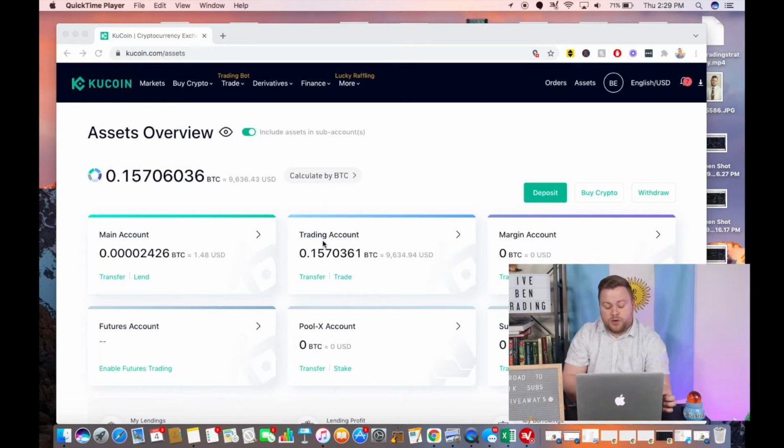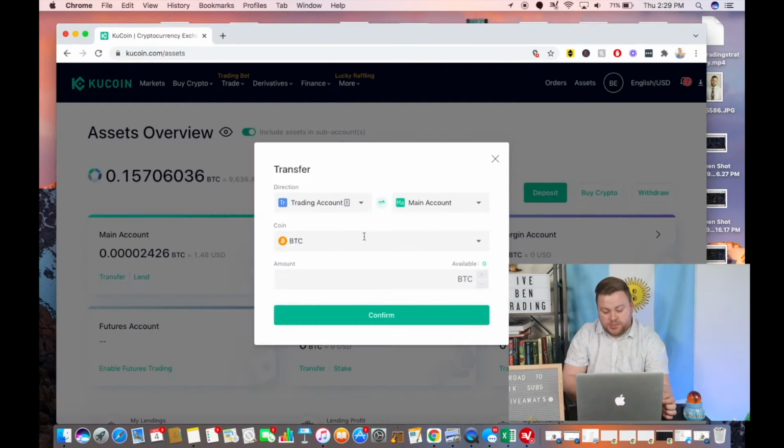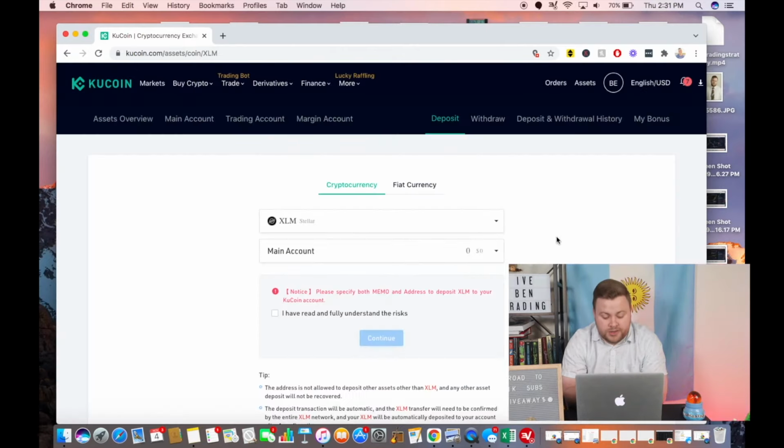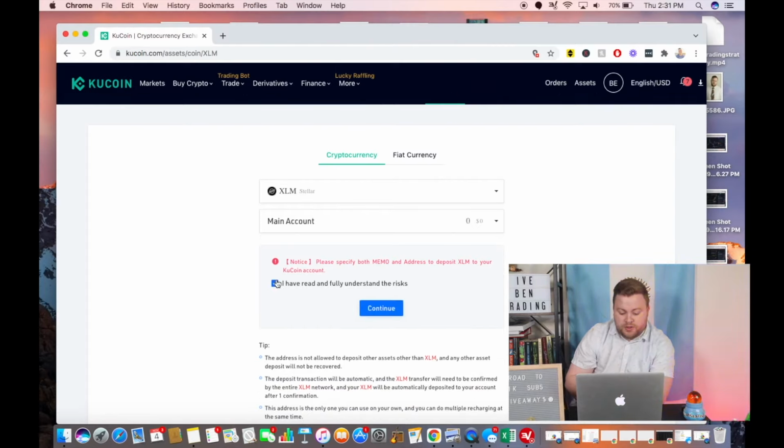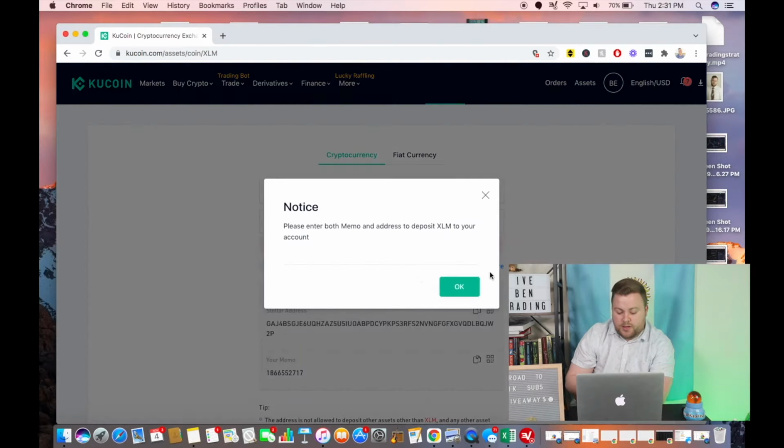And then when you want to trade, you have to transfer it. You click on transfer and then transfer that amount to your trading account, and vice versa. So if I want to go from main account to trading account, I can transfer whatever funds I want so that I can start trading. For an example, if you were going to deposit XLM, you would go to deposit, click on XLM, and then click this check mark to understand that you need both a memo and an address to deposit.